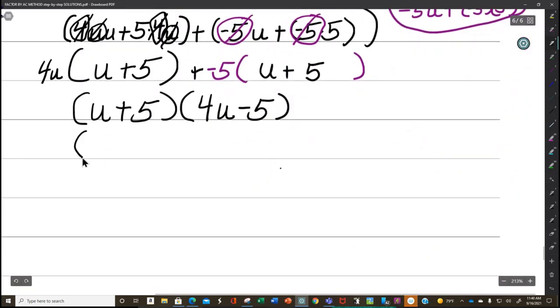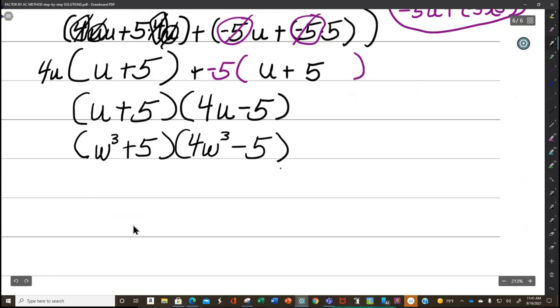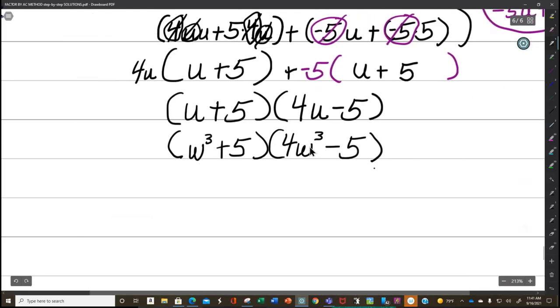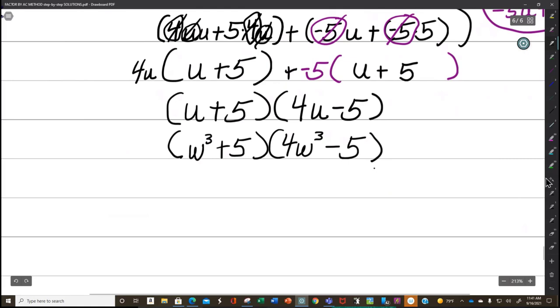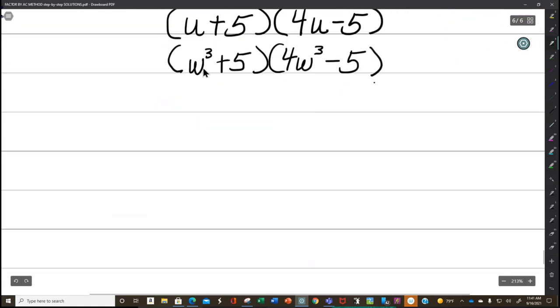So, this is W cubed plus 5 times 4 times w cubed minus 5. And then because we still have a few minutes left and some of you might not be comfortable with multiplying cubes, I'll go ahead and multiply it for you. We have to multiply these together to make sure the answer is correct. So check.